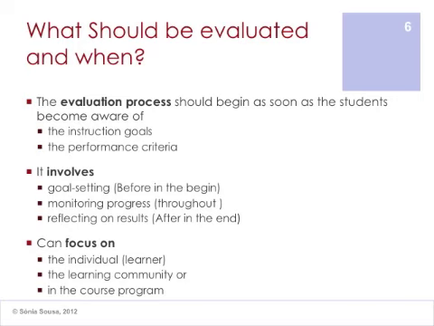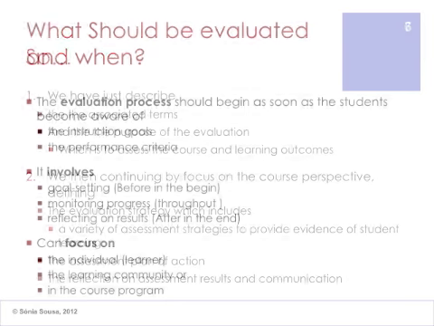More. What should be evaluated and when? The evaluation process should begin as soon as the students become aware of two main things: the instruction goals and the performance criteria. It involves goal setting in the beginning of the course. It involves a monitoring process throughout the course, and it involves a reflection on results at the end of the course. It can also be focused on either the individual learner, the learning community, the group, or the course program as a whole.